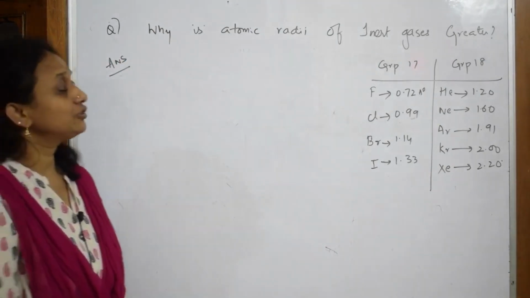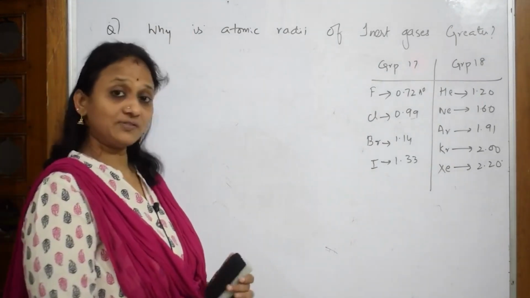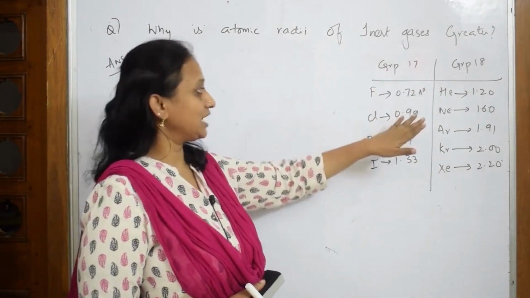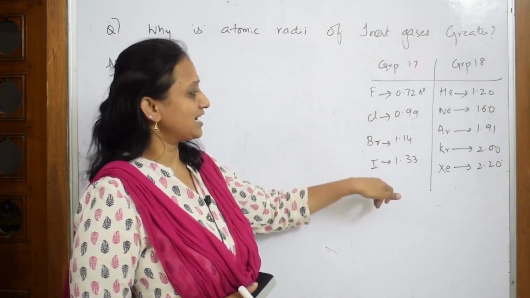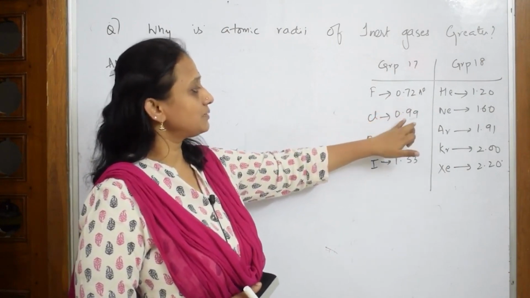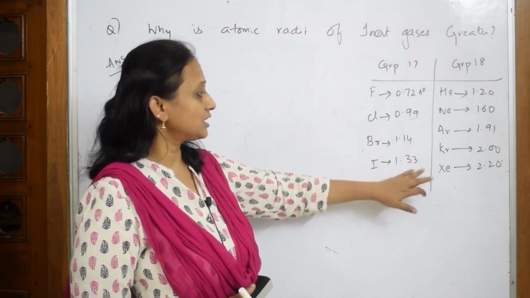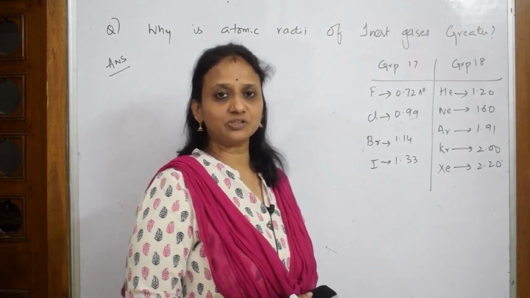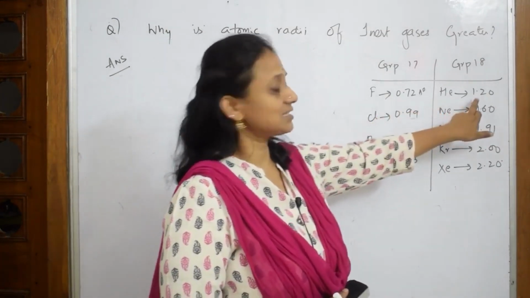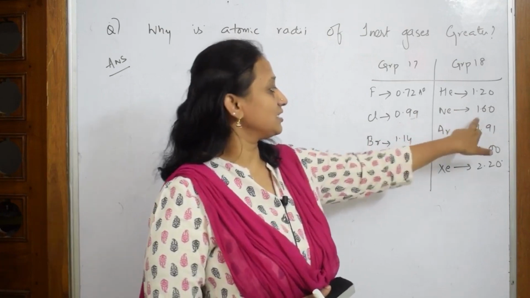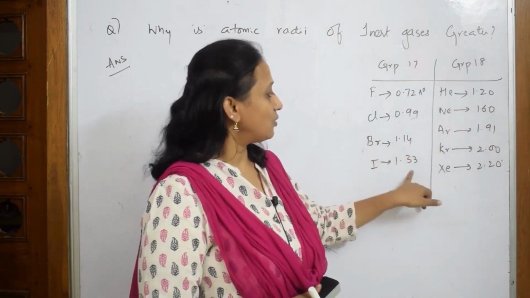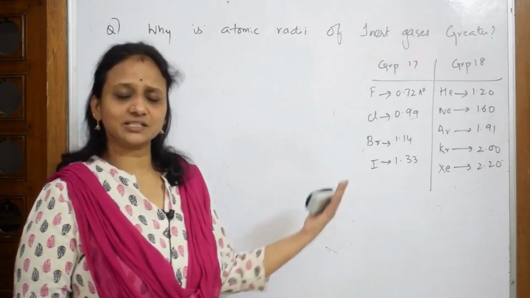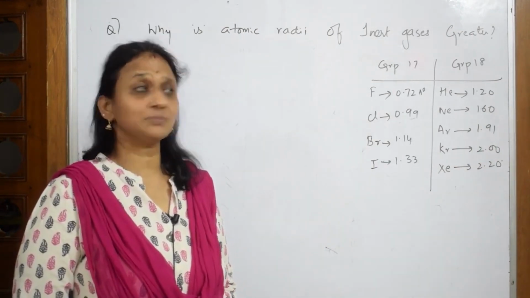So why is the atomic radius of inert gases greater? Okay, how can we justify that? They've already given the values. See here, when I compare group 17 and group 18, the halogens, if I see fluorine, chlorine, bromine and iodine, it is only 0.72 for fluorine, 0.99 for chlorine, 1.14 and 1.33. If I go to the next group, that is the inert gas elements in the periodic table, there's an increase each time. What are they asking? Why is that atomic radius greater?